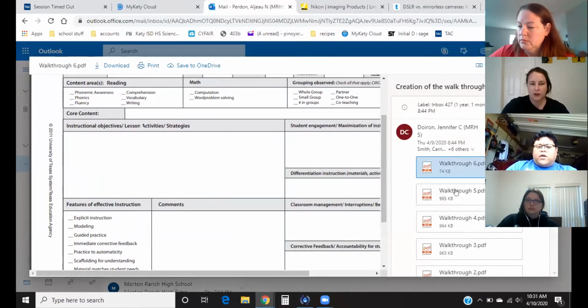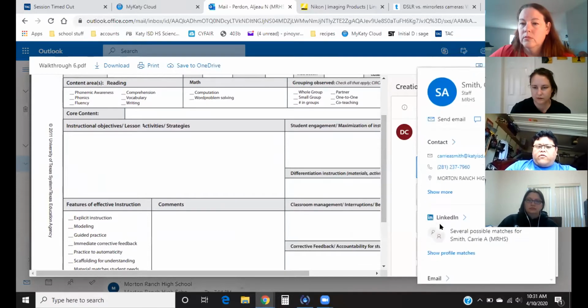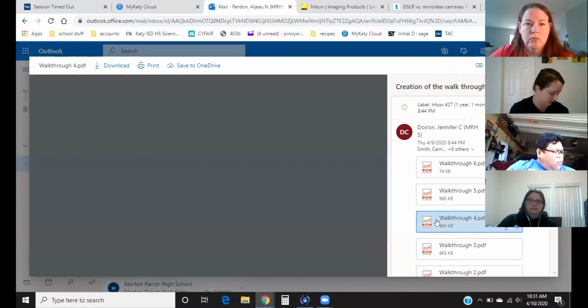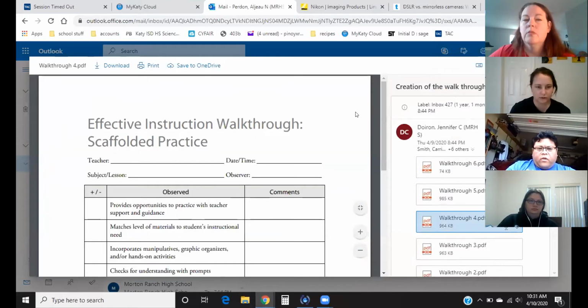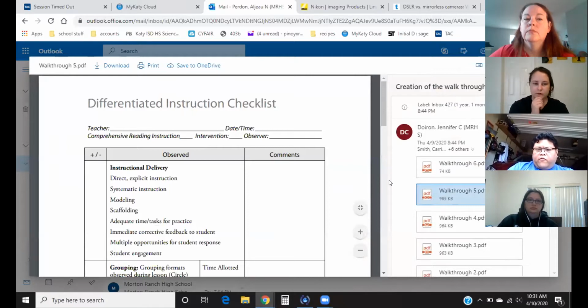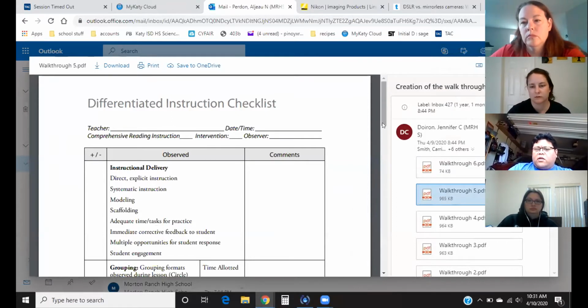I just wanted to go back to what Jennifer Kim was saying. It's also good to have those specific targeted forms. I think walkthrough 3, 4, and 5 were like that. This one's about scaffolded practice. This one's about differentiation. So those are also good. I like those if we're trying to be more specific about what's targeted with the appraisal.